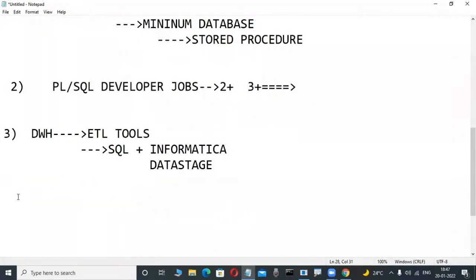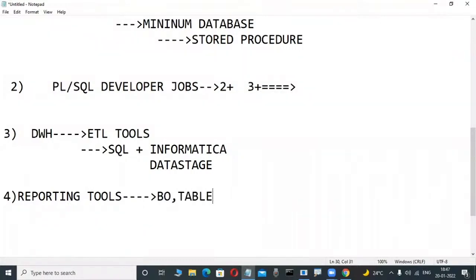Again, business analysts are there. That is a reporting programmer. They learn reporting tools only and get jobs easily. Many reporting tools are there worldwide. Suppose in Oracle-related, BO, OBI. These types of tools are there nowadays.